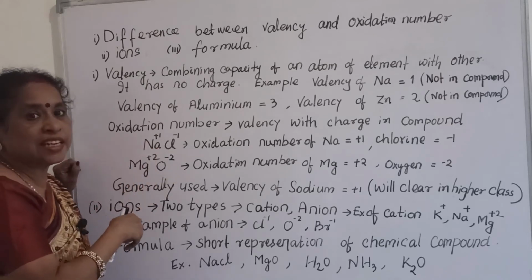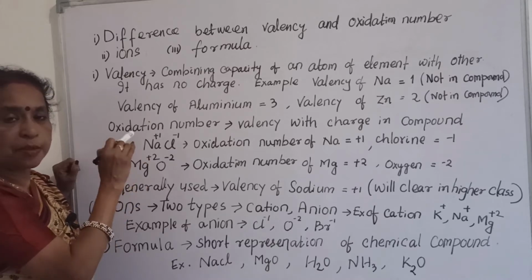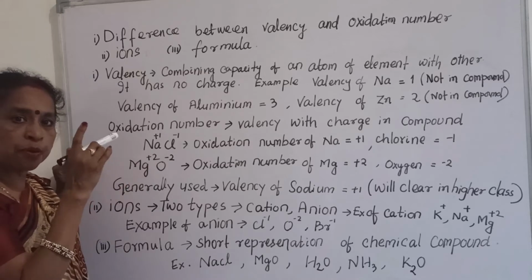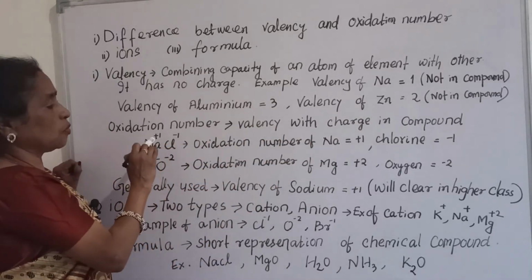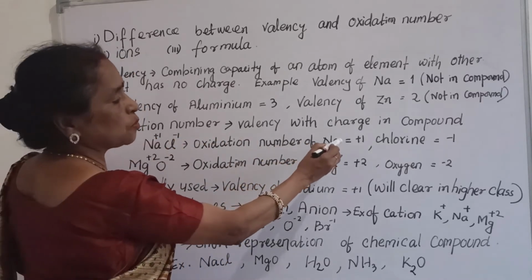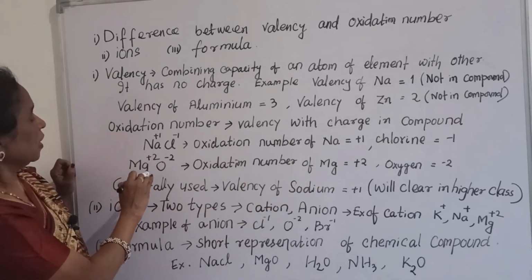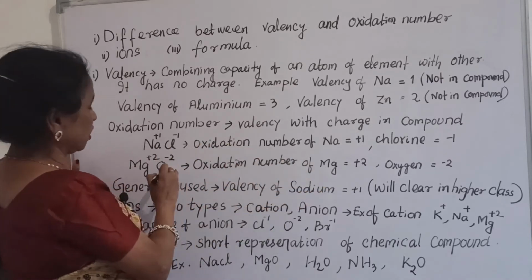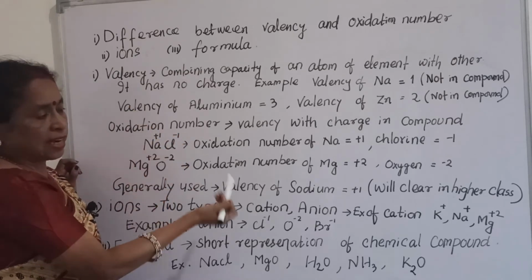But what do we generally say is the valency of sodium? +1. Actually, the valency of sodium is 1 and the oxidation number is +1, where valency comes with charge. What is the charge? +1. So the oxidation number of sodium in this compound is +1. Chlorine is -1. Similarly magnesium is +2, and oxygen -2, which is known as oxide. This you will also say as chloride, and later we will see.